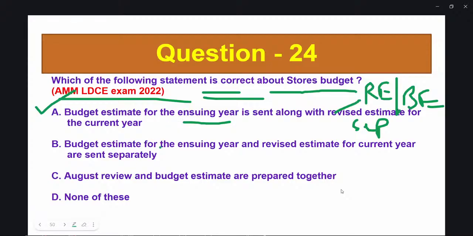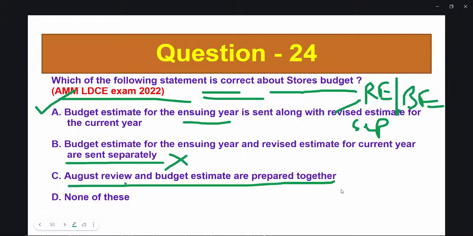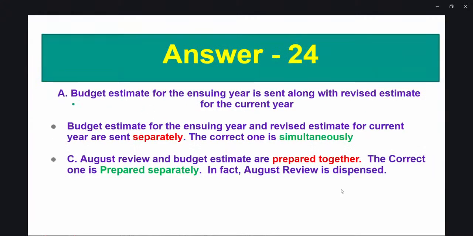Now please check. The budget estimate for the next year and revised estimate for the current year are sent separately. No. That means the answer should be either A or B, because one is contradictory to the other. And August review and budget estimates are prepared together. Anyway, it is incorrect. Why? Because this is dispensed, deleted from the budget. None of this. So you can confidently answer A is the correct answer. Okay.